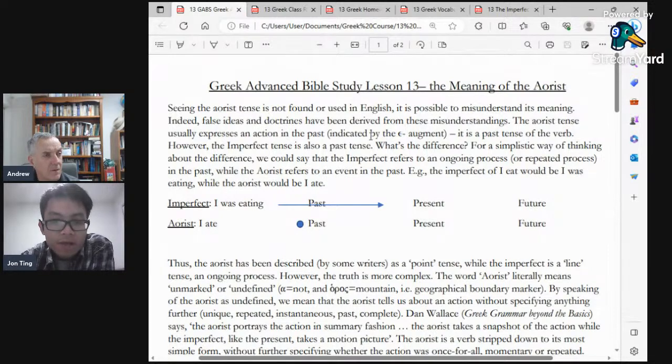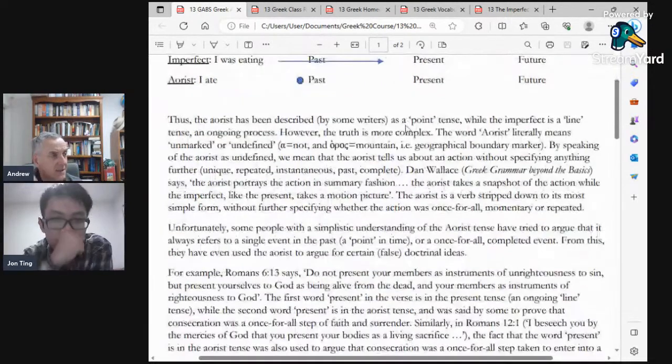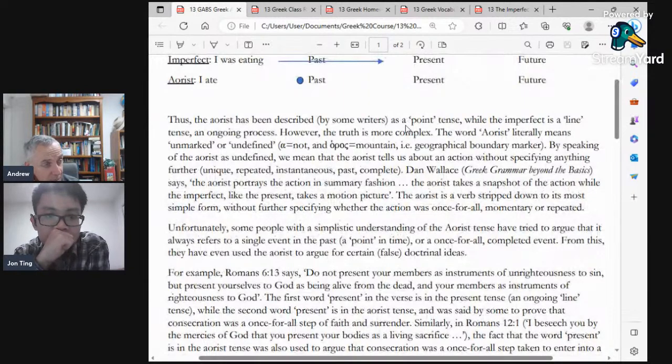For a simplistic way of thinking about the difference, to say that the imperfect refers to an ongoing process or repeated process in the past, while the aorist refers to an event in the past. For example, the imperfect of "I eat" would be "I was eating," or the aorist would be "I ate." Very good. All right. Thus, the aorist has been described by some writers as a point tense, while the imperfect is a line tense, an ongoing process. However, the truth is more complex.